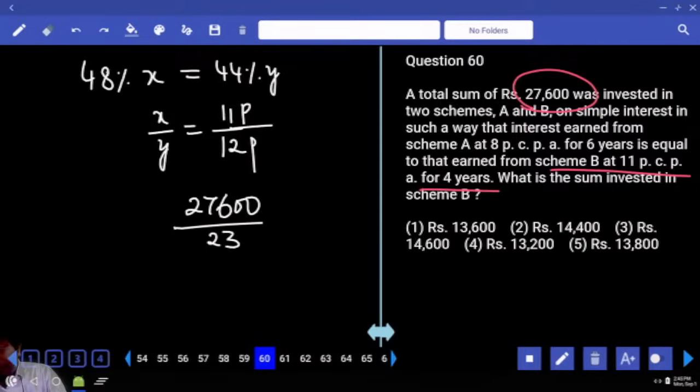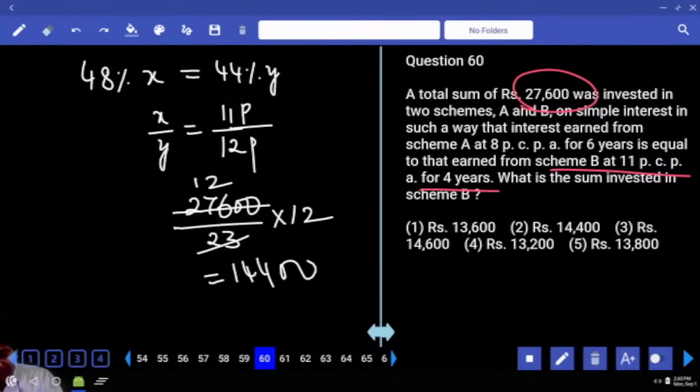And the question is about sum invested in scheme B, which is 12 parts. Into 12. 23. Once 23. 46. 2 times 12 square. And then 00. Done. Clear?